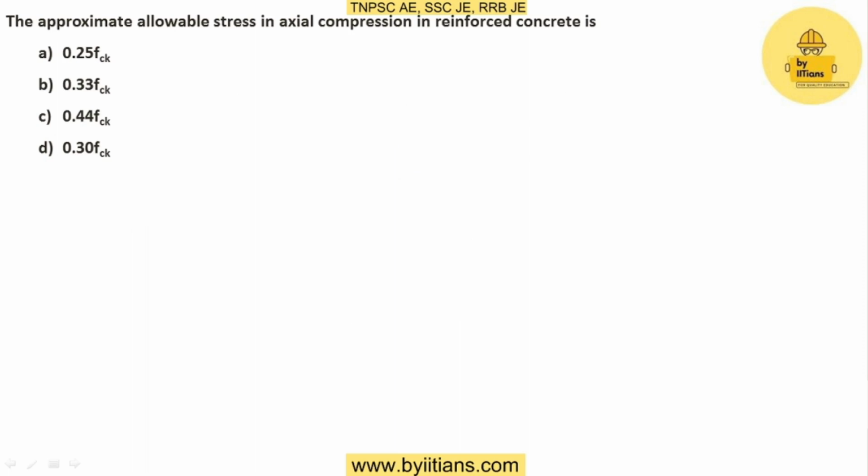The approximate allowable stress in axial compression in reinforced concrete is option A 0.25 FCK, option B 0.33 FCK, option C 0.45 FCK, and option D 0.3 FCK. So FCK is, we know, the characteristic compressive strength of the concrete.